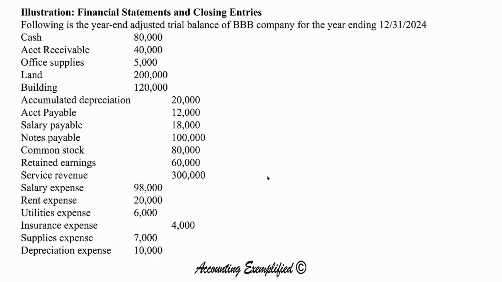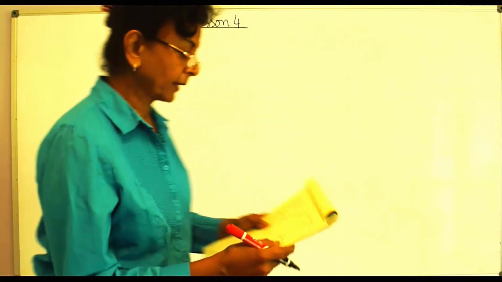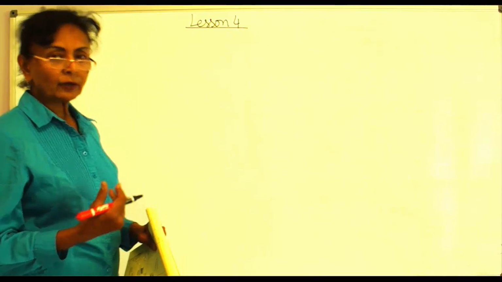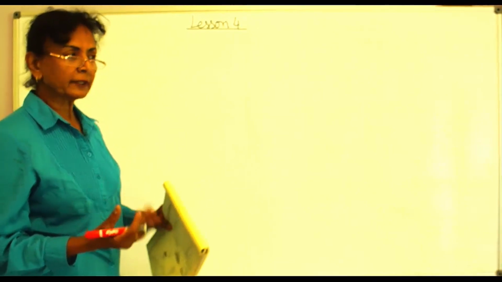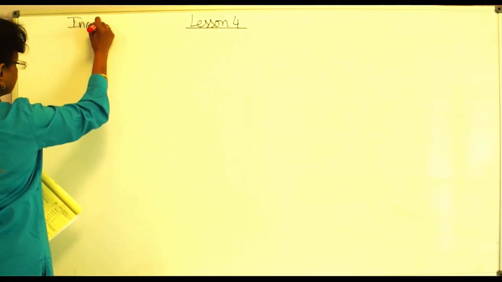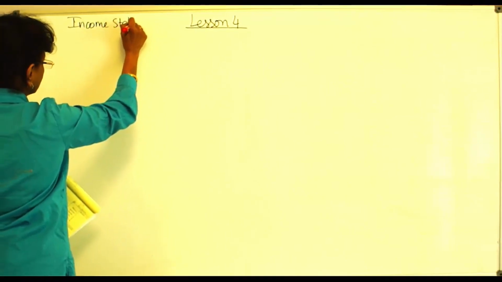And here, this is an adjusted trial balance for BBB company for the year ending December 31st of 2024. So based on this adjusted trial balance, we will do the income statement, closing entries, statement of retained earnings, and the balance sheet. First, we are going to prepare the income statement. In an income statement, you report all the revenues, all the expenses, and you calculate the income or the profit, and you show it.